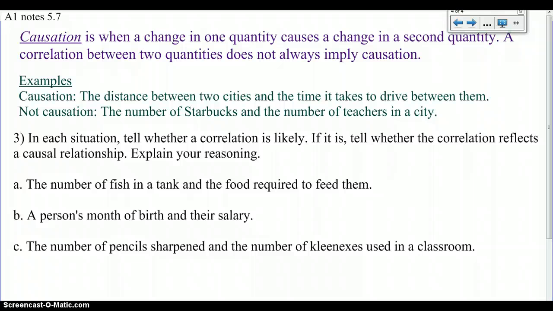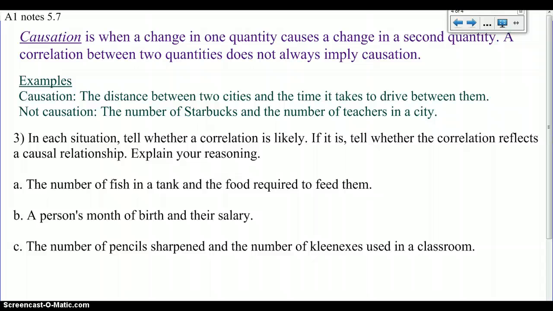Other times, though, there are two pieces of data that have a positive or negative correlation, but one is not caused by the other. An example of this, the number of Starbucks and the number of teachers in a city. As the number of Starbucks increases, you would think, so would the number of teachers, but that really has nothing to do with the number of Starbucks. Building a Starbucks doesn't bring in new teachers, and bringing in new teachers doesn't cause a Starbucks to be built.